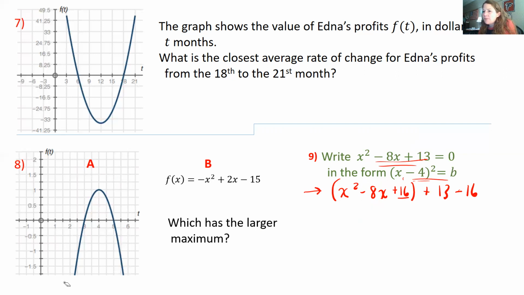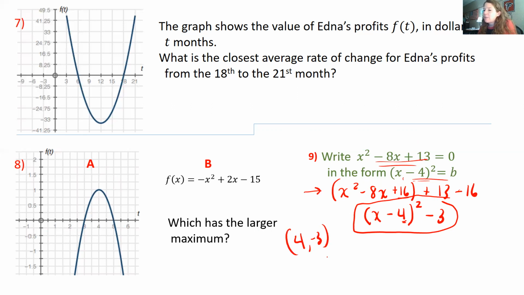So what do we have? We have x minus 4, which is how we got what's in the parentheses, squared. And then 13 minus 16 is minus 3. So we wrote that in vertex form. Now, if it asked for the actual vertex, it would be positive 4 and negative 3. It doesn't ask that, but you will have some problems where you have to figure out what the vertex is.